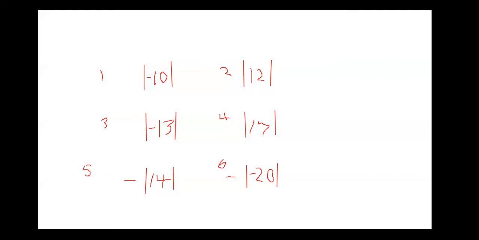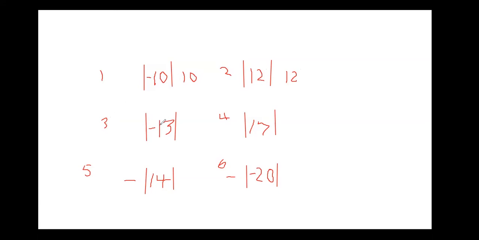So number 1, because it's absolute value, negative becomes a positive. This is 10. It's negative 10, it becomes 10. All right. Number 2, 12, it just stays the same. 12 is 12. Sometimes people overthink it. They'll go, oh, what does that mean? You know. So 2 just stays the same as 12.